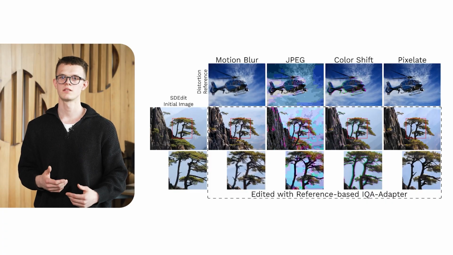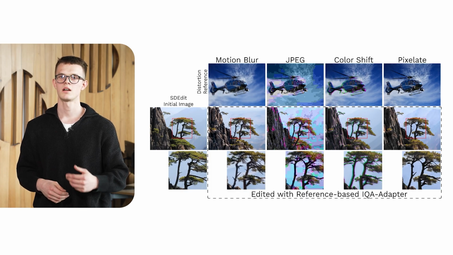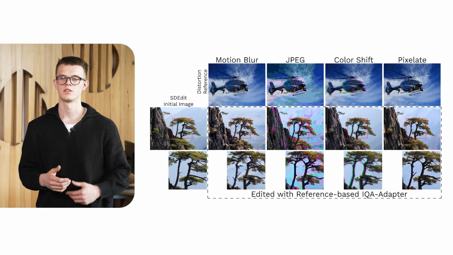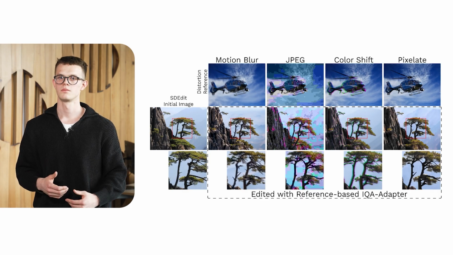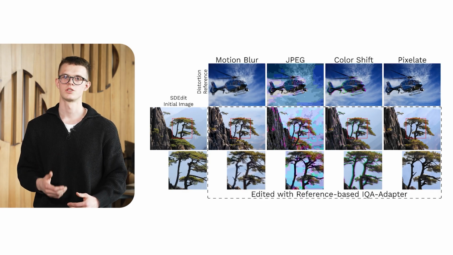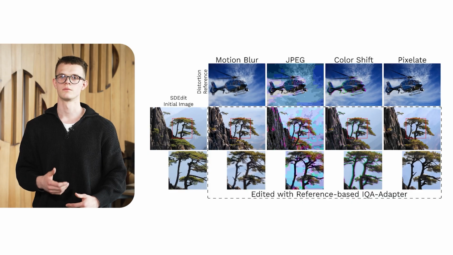Our final experiment showcases the capabilities of the reference-based IQA adapter in transferring qualitative characteristics from one image to another. We use the KADID-10k dataset, which contains 25 distortion types at 5 strength levels. Here are examples of transferred distortions. Unlike other methods, such as IP-Adapter and StyleCrafter, our approach correctly distinguishes distortion types, for example, blur versus JPEG compression, preserves distortion level from weak to strong, and transfers only qualitative characteristics without copying content.